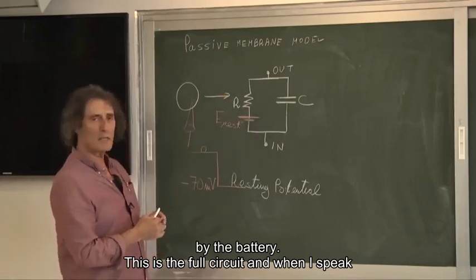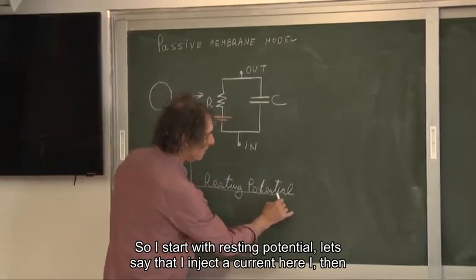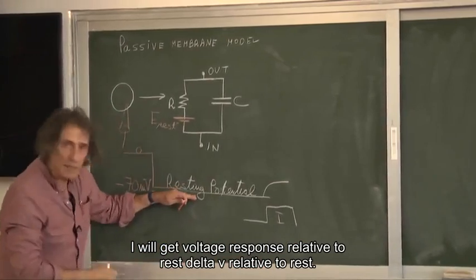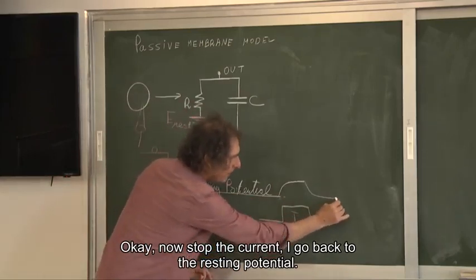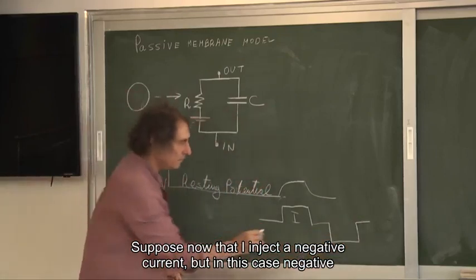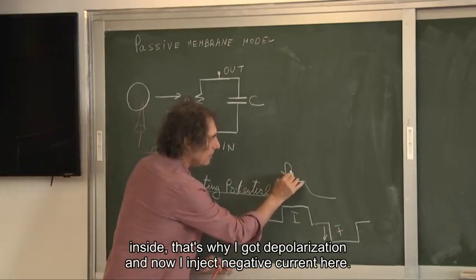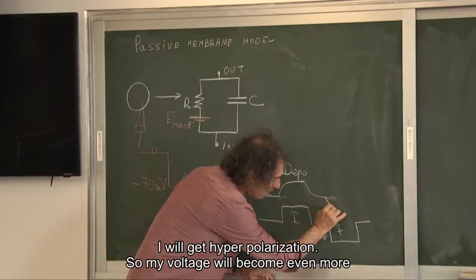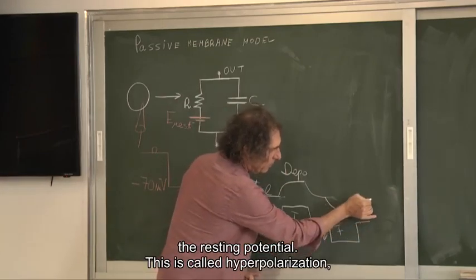So this is the full circuit, and when I speak about depolarization, I mean relative to rest. I start with the resting potential. Let's say that I inject the current I here. Then I will get a voltage response relative to rest, delta V. And when I stop the current, I go back to the resting potential. Suppose now that I inject a negative current inside. This was injecting positive current inside, and that's why I got depolarization. And now I inject negative current here. I will get hyperpolarization. My voltage will become even more negative than the resting potential. And when I stop the current, I will go back to the resting potential.